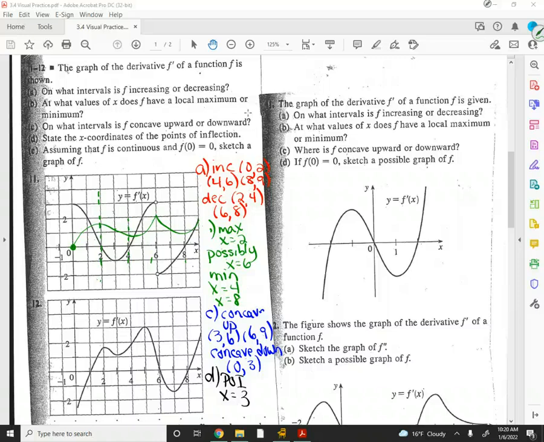All right, I'm going to have you try number 12 out. This gets kind of wiggly with all the concavity.